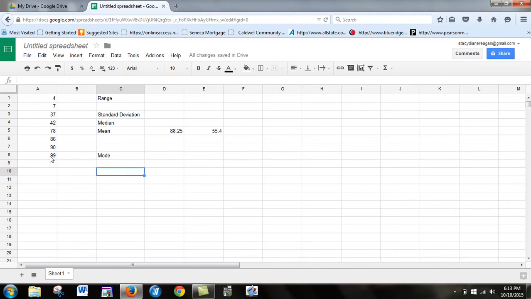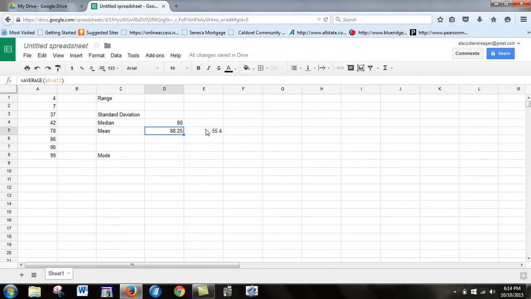So in this case, we have an even number. We have 8. So these two are the two that are in the middle. So you would take the two and you would add them up and divide by 2. So we can do that. Equals 42 plus 78 divided by 2. So my median is 60.